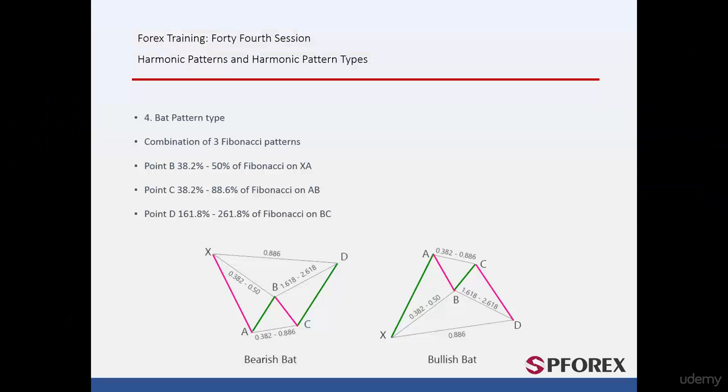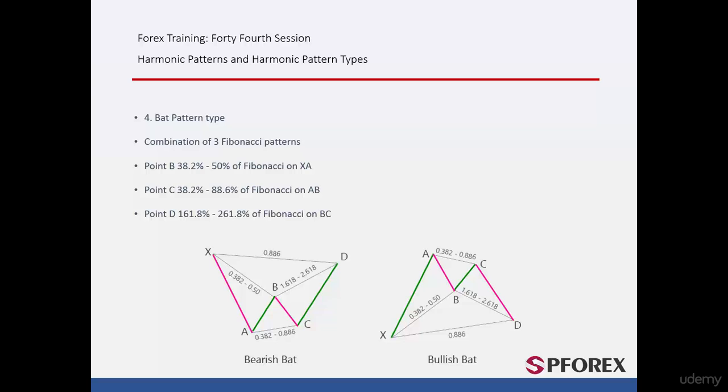A bat pattern is another harmonic type with 3 Fibonacci patterns. Price starts its movement from X to A, then a B swing would return to the region between 38.2% and 50%. The trend returns from B to point C, which is between 38.2% and 88.6% of Fibonacci AB. The final swing from C to D has an opposite direction to BC.